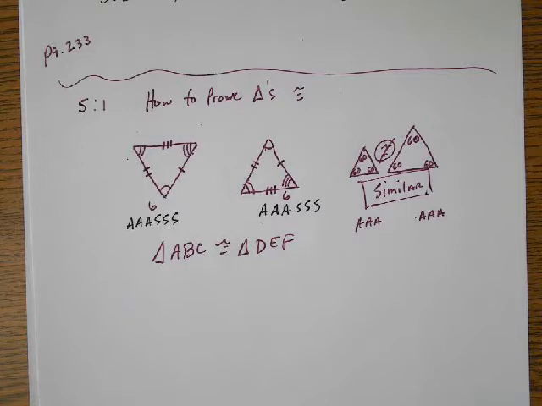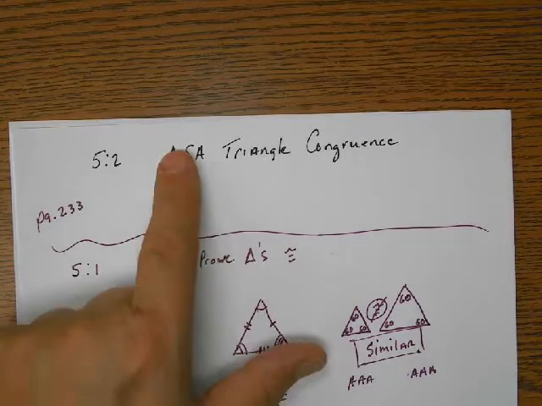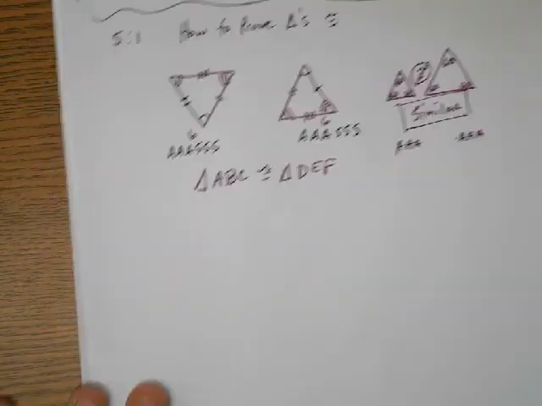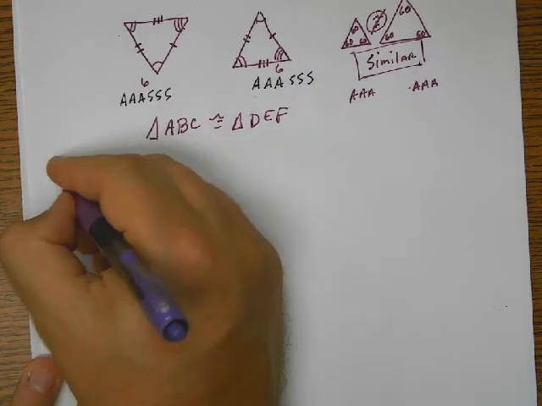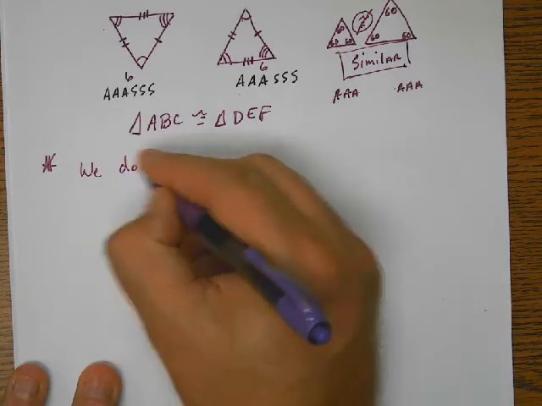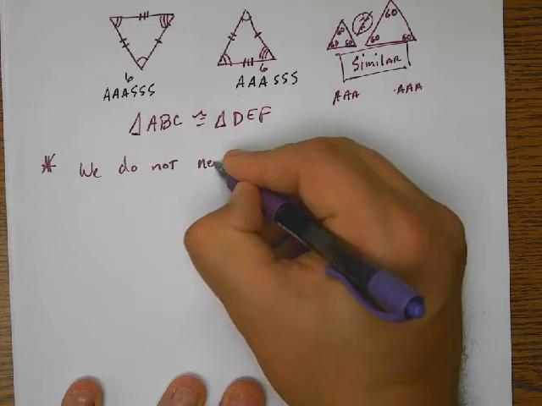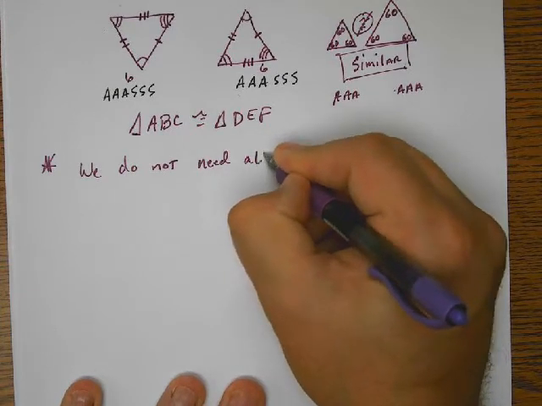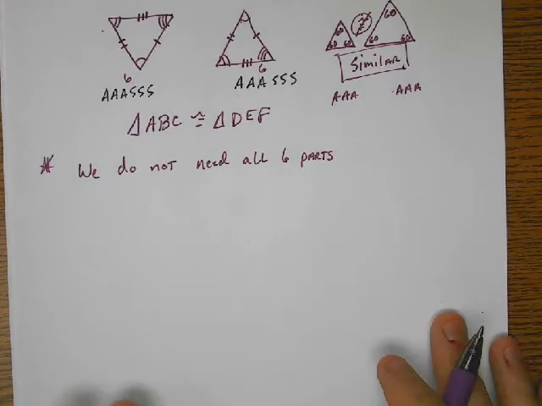Six parts of one triangle. Okay, but now look. We don't need all 6 parts. All right, so I'm going to write this. This is kind of the big idea. Put an asterisk here. This is kind of the big idea for today. Write this down in your notes, please. We do not need all 6 parts.